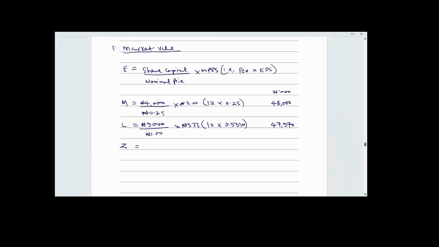What's the share capital of Zambezi? According to the question, the share capital of Zambezi is 35. The nominal price per share of Zambezi is 25 kobo, because we are told that the par value of the ordinary share is 25 kobo for Mississippi and Zambezi, which is 0.25. Therefore, 35 divided by 0.25.